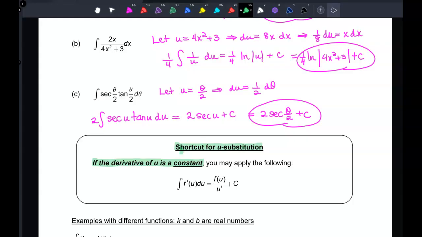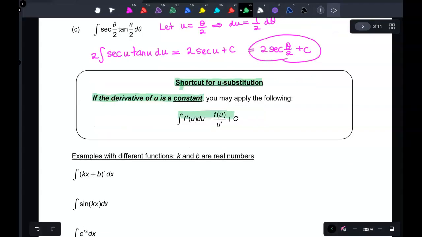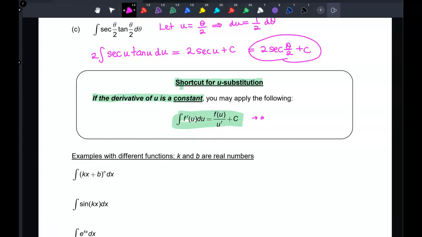Are you looking? The colors change. They're changing, yes. Okay, so in other words, here we take the antiderivative of the inside and divide by the derivative.